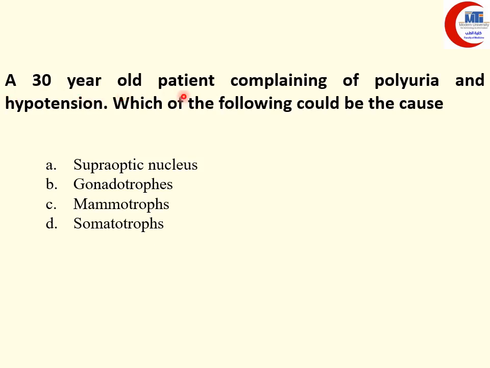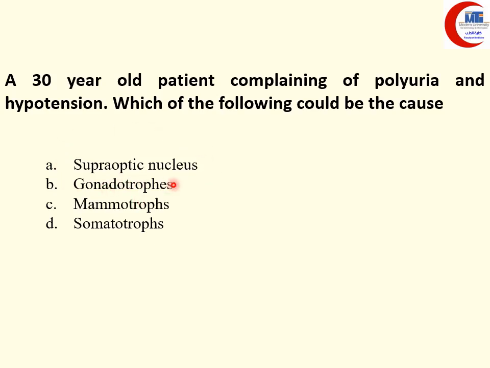A 30-year-old patient complaining of polyuria and hypotension. Which of the following could be the cause? Supraoptic nucleus, gonadotrophs, mammotrophs, somatotrophs. Somatotrophs release growth hormone, mammotrophs release prolactin, and gonadotrophs release follicle stimulating and luteinizing hormone.